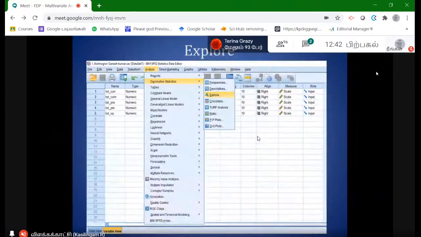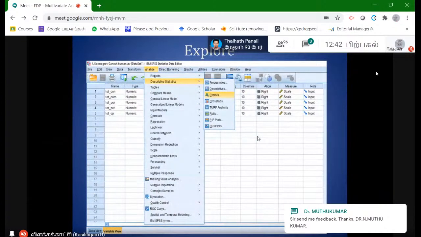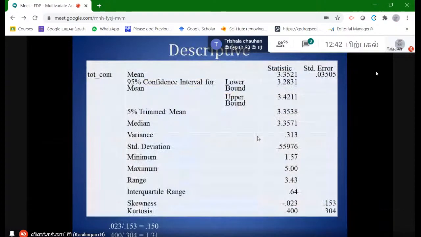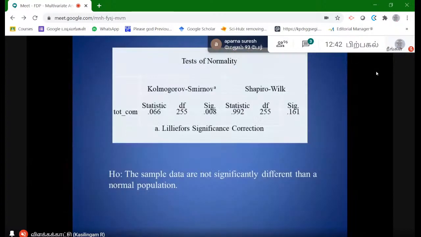Now, how have we done it? Descriptives, Explore, and we will get results like this. Okay, Explore. Now I have calculated for the same data. Do you remember this is what I was telling? Skewness 0.023 divided by 0.153 is 0.150. Now kurtosis 0.400 divided by 0.304 is 0.131, which means both values are less than 1.96. Now, if we use the Kolmogorov-Smirnov and Shapiro-Wilk, this is the same result as shown in the system.